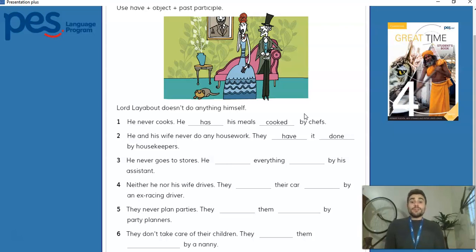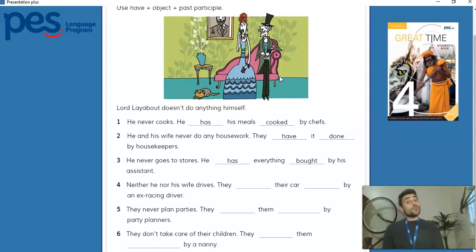But when we go to a store, what do we usually do in stores? We buy things. So he has, just like number 1, everything bought. Remember that buy is the infinitive, bought is the past form, but also the past participle form of the verb to buy. Okay?